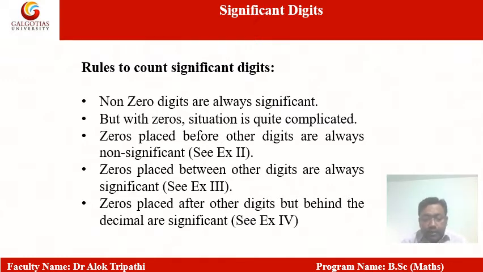The next rule is zeros placed after other digits but behind the decimal place are significant. Means in example number 4, we took the number 7.90. The 0 was placed after 9 and it was behind the decimal. Therefore, it will also be counted as a significant digit. So these are the rules by which you can count how many significant digits are there in any number.